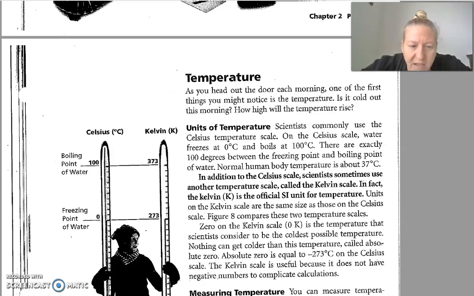Temperature. As you head out the door each morning, one of the first things you might notice is the temperature. Is it cold out this morning? How high will the temperature rise? Units of temperature.